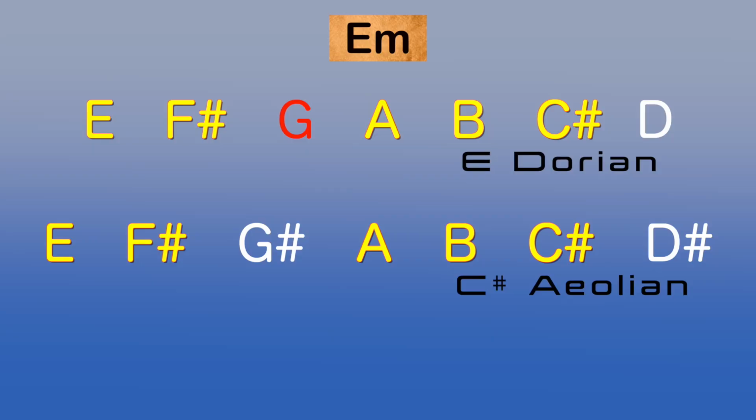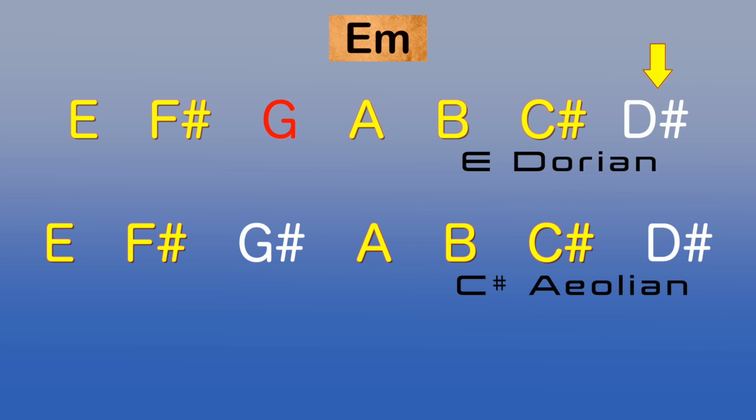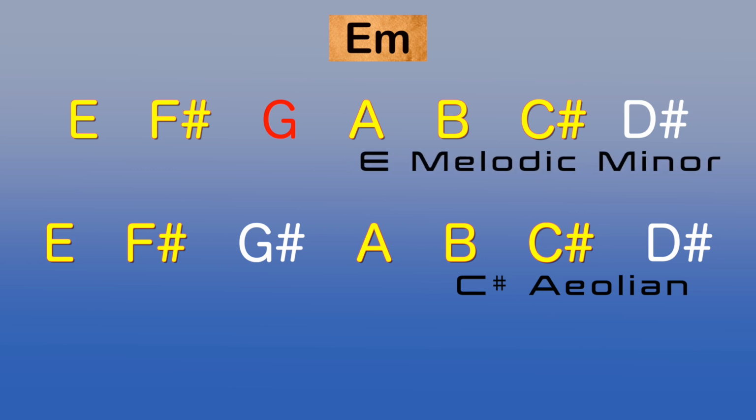What if I add another sharp, let's say a D sharp? What do I get? I get a Dorian scale with a major 7th, so a melodic minor. Still fits the E minor chord, but it's more similar to the second scale. So instead of having 5 notes in common, now we have 6.